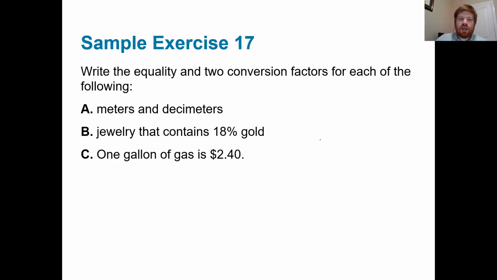Okay, so why don't you go ahead and do that? Give me the equality and the two conversion factors for each of these following problems. We have meters and decimeters. Then we have jewelry that contains 18% gold, and we'll say that's by mass. And then finally, 1 gallon of gas costs $2.40.